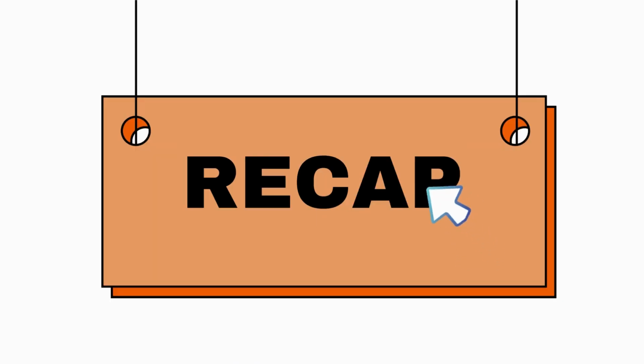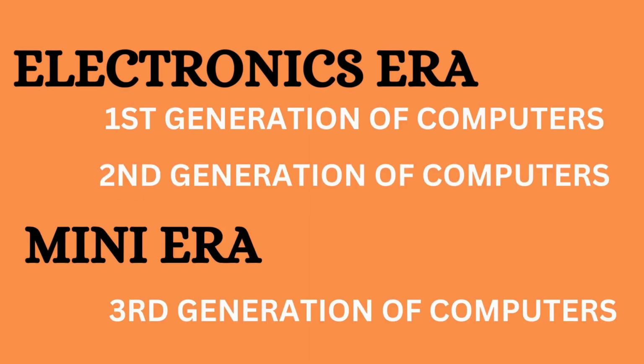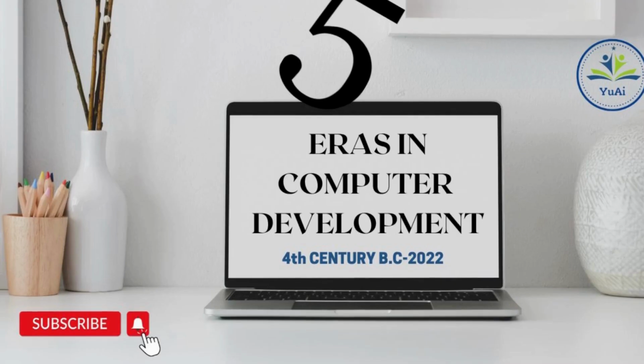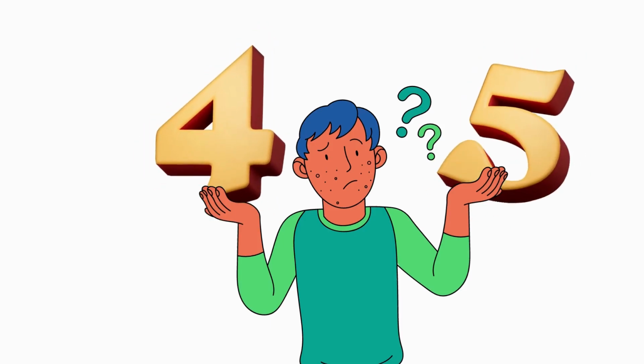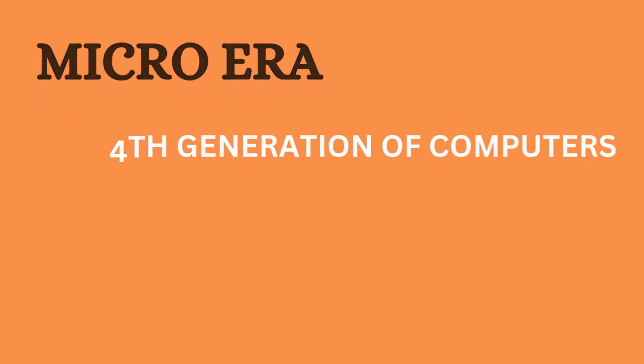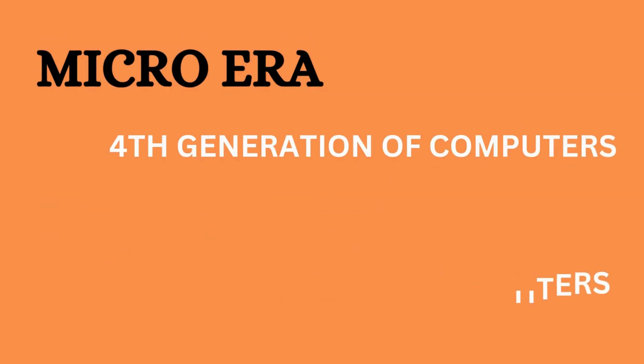In the last video, we discussed electronics era, mini era, and three generation of computer. This video is the continuation and final part of the topic 5 eras in computer development. In today's class, we are going to discuss the last two eras. They are micro era and network era. So without any delay, let's start.